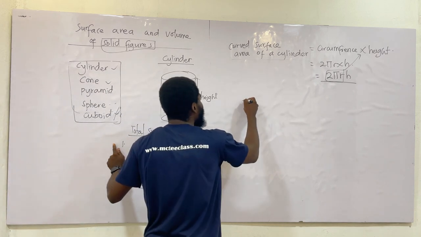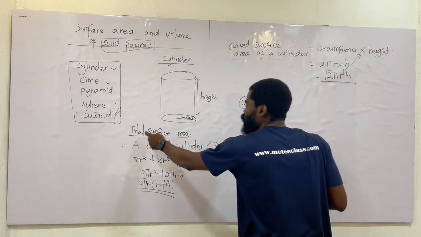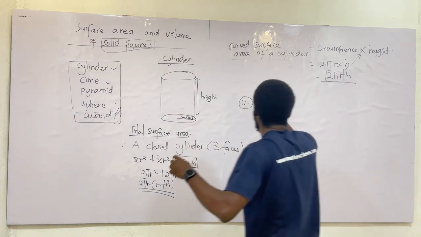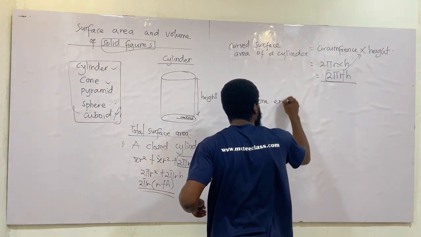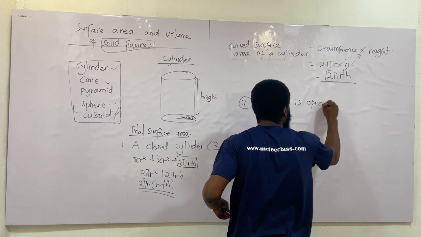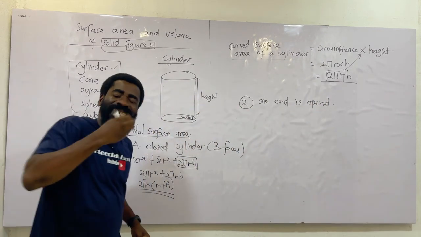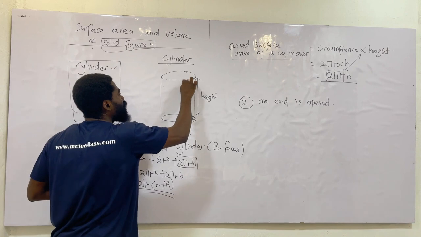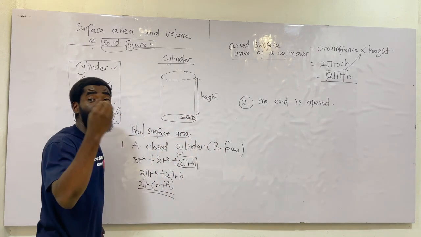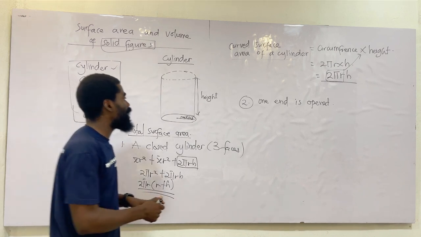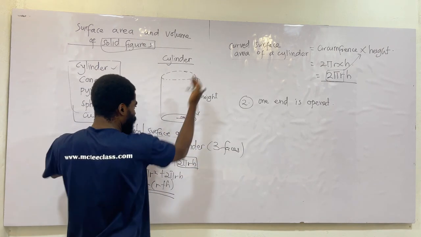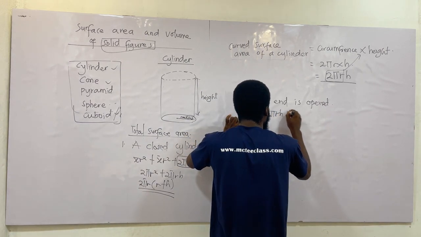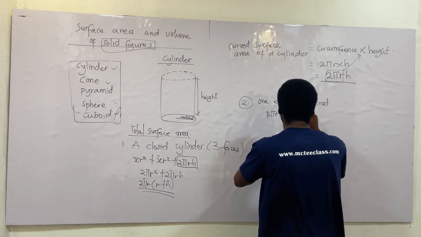So this is one. Then the second one, we want to find the total surface area of a cylinder with one end open. If one end is open, then this time we are going to have this one off. Let me indicate that this one is not there. So if this is not there, how many faces will we have? 2 faces. Very simple. What are the faces? A curved surface area and a base. So this will give us the curved surface area, 2 pi RH, plus just the base, which is pi r squared.